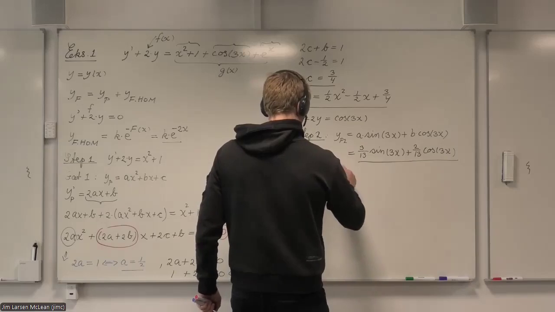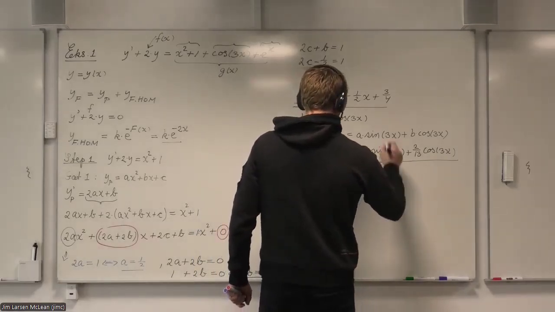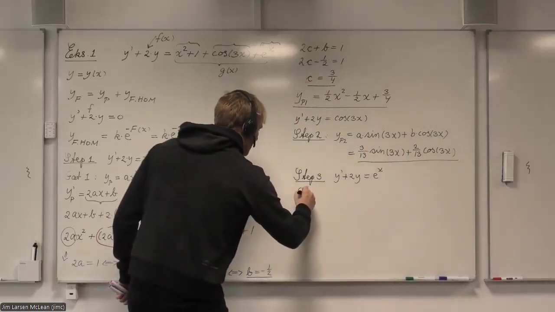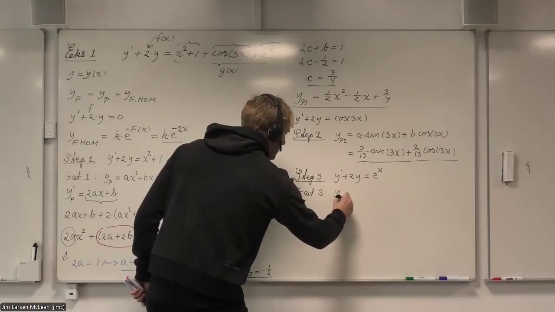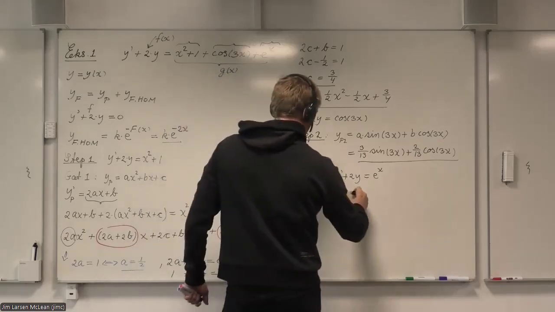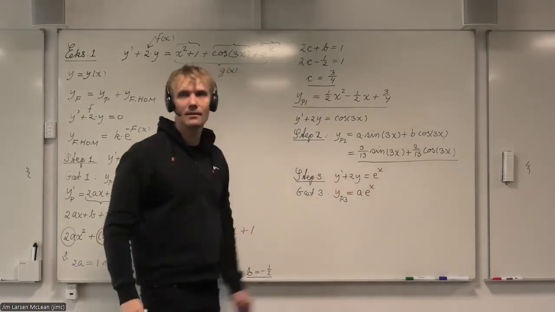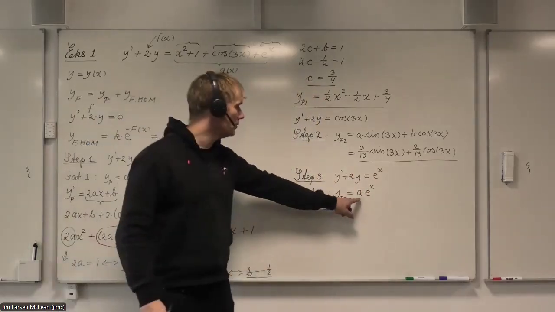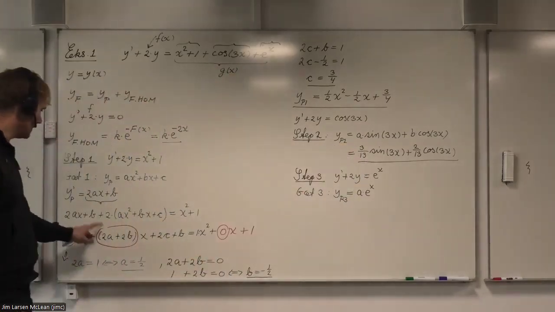So I look at y prime plus 2y equals e to the x. And then my guess at step 3, that is the particular solution, yp3. It is called some number a times e to the power of x. And I'm just reusing the symbol a. Of course, that a has nothing to do with that other a. And that a also has nothing to do with that a there. It's just a new a.